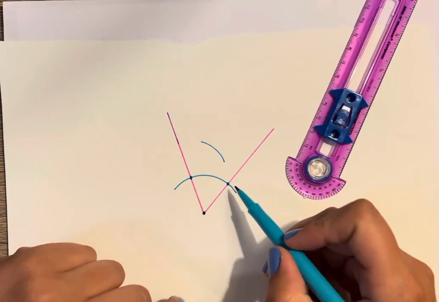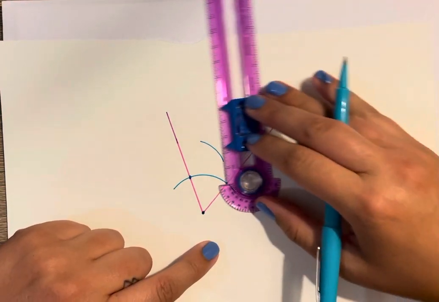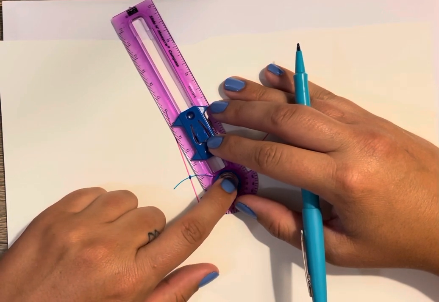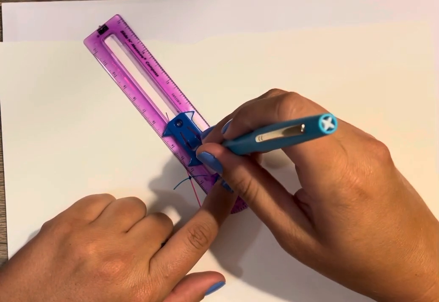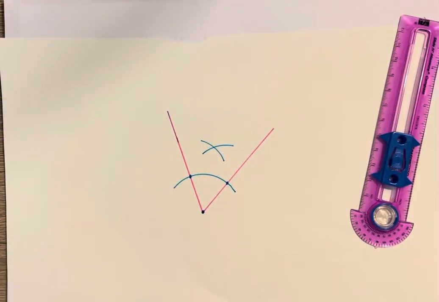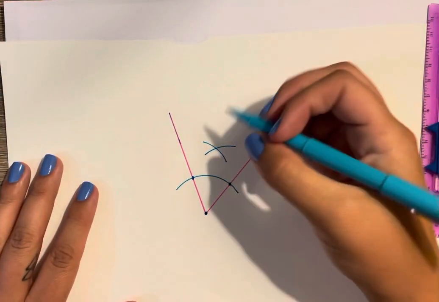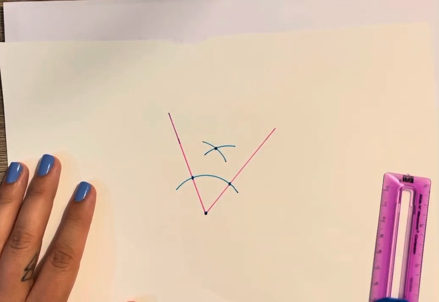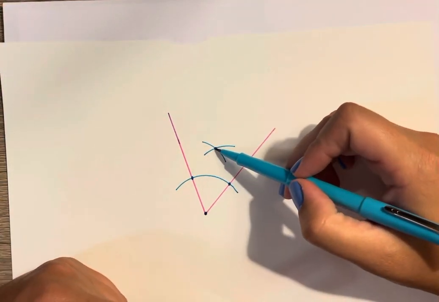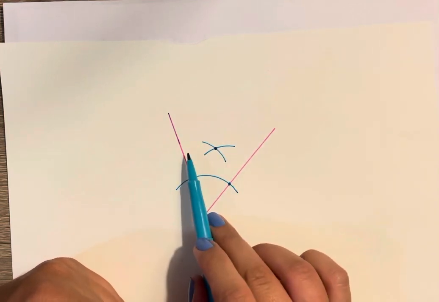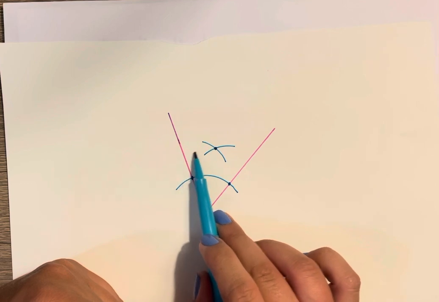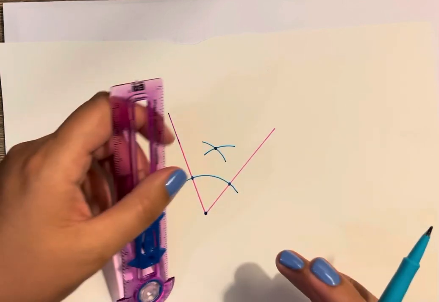I'm going to do the same thing, but from the other intersection point. So I'm going to put the center of the geotool on that intersection and create a second arc. So where these arcs intersect, I'm going to draw a point. Notice that that intersection point looks to be kind of right in the middle of this angle, right? It looks equidistant from each of the pink segments.